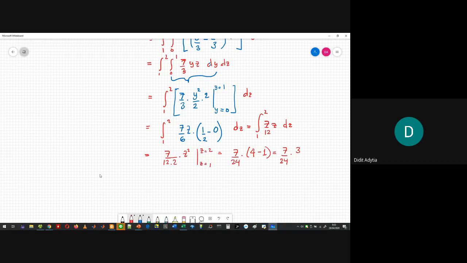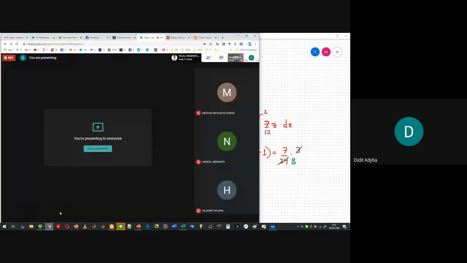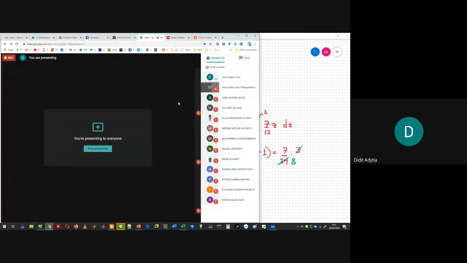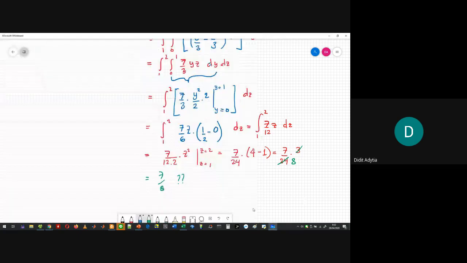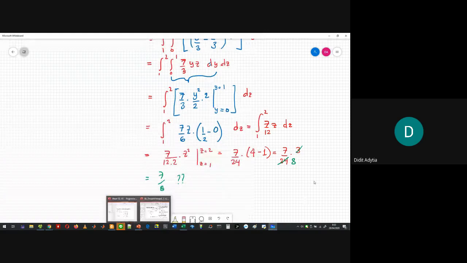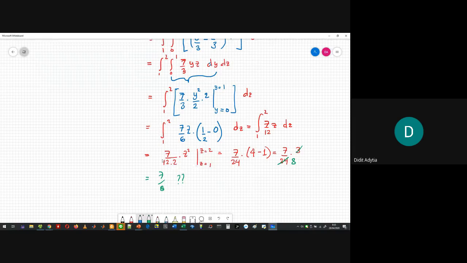Oke, benar ya? Ada yang salah gak ini? Benar ya? 4 kurang 1. 8 ini ya? 24. 8? 7/8. Benar gak? Kira-kira. Any questions? Bisa? Ada yang tahu? 12 orang nih. 12 orang. Okay? Is it correct or not? Ada yang salah nggak nih dari yang saya? 17, 12. Kok beda ya hasilnya dengan itu?